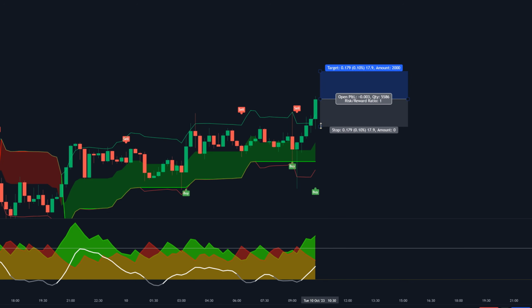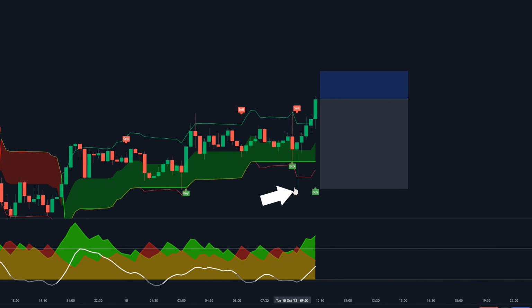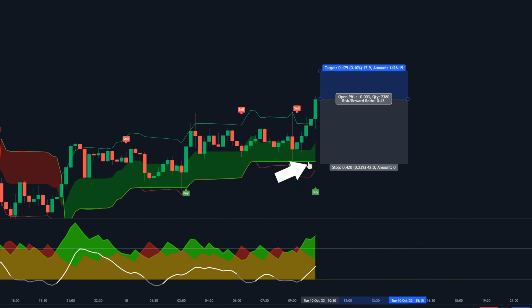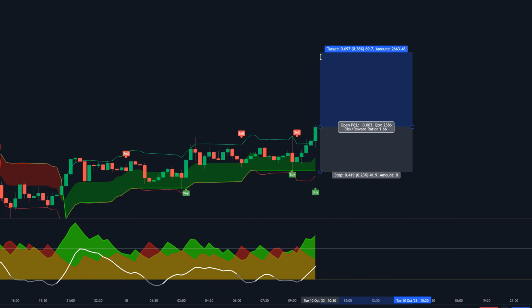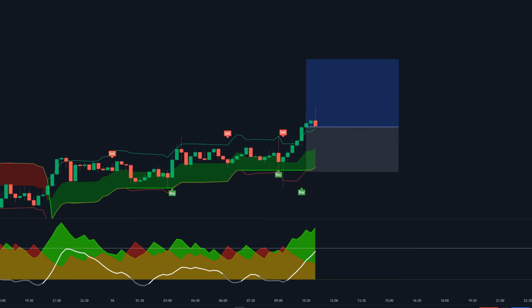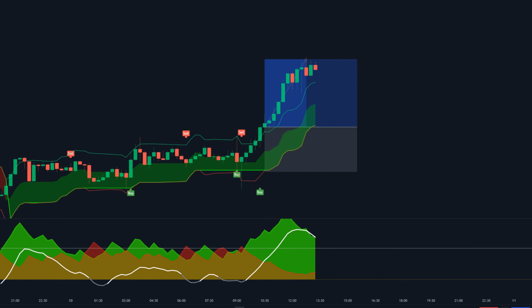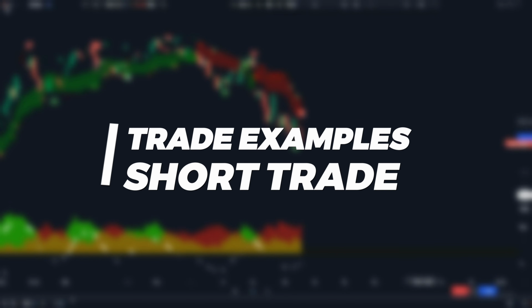The stop loss is going to be set at the most recent swing low or right below this yellow line. For the take profit, we're going to set it at 1.5 times the risk. We let this trade run and take profit. For a short position, these are the conditions.